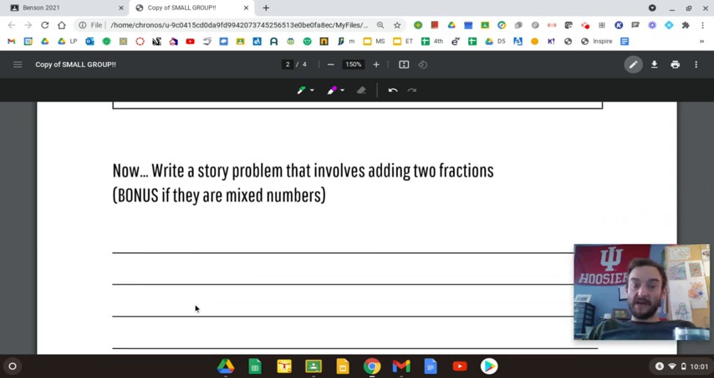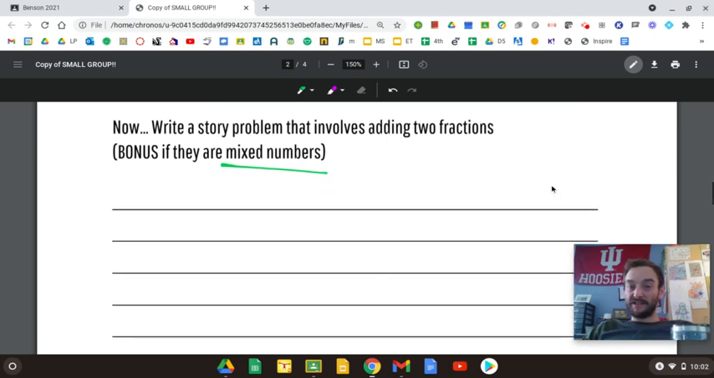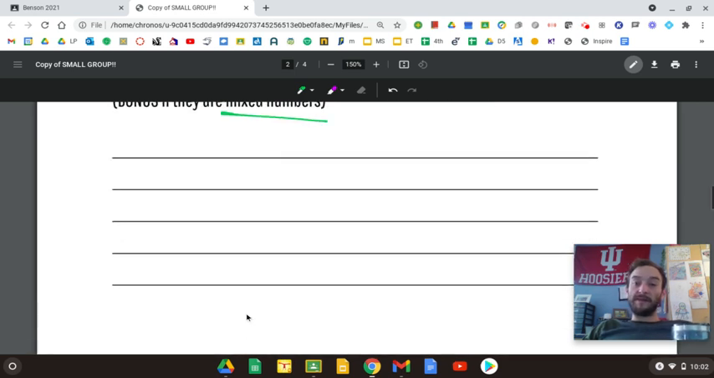All right, welcome back. Now, you're going to write a story problem that involves adding 2 fractions. Bonus if they're mixed numbers. So what I want you to do is, using Kami, you can type down here if you want. That might be easier than anything. And write me a story problem. I want a real life story problem that involves adding 2 fractions.